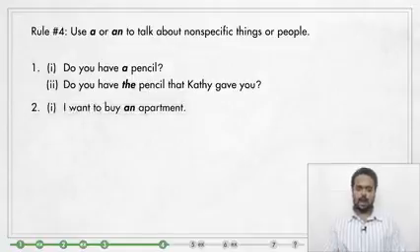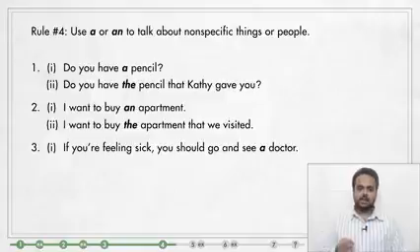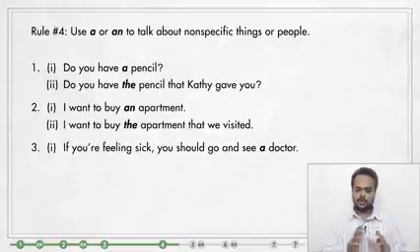Here's another example. I want to buy an apartment. An apartment means I haven't decided which apartment. Maybe I haven't even started looking for one. But I just know that I want to buy some apartment. But look at this next sentence. I want to buy the apartment that we visited. So you know which apartment I'm talking about. And here's one last example. If you're feeling sick, you should go and see a doctor. Maybe you're saying this to give advice to a friend who isn't feeling very well. Here, we don't mean go and see a specific doctor, we mean any doctor.